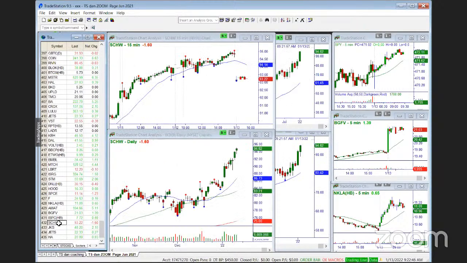Schwab here is a kind of a climactic sell setup, although this bottoming tail was a continuation bar. But it's a bearish gap down, and it's far from the 20. So this is a call spread watch.